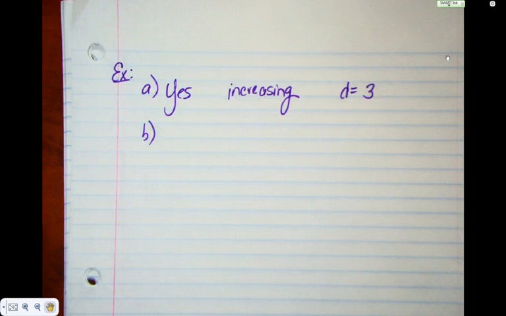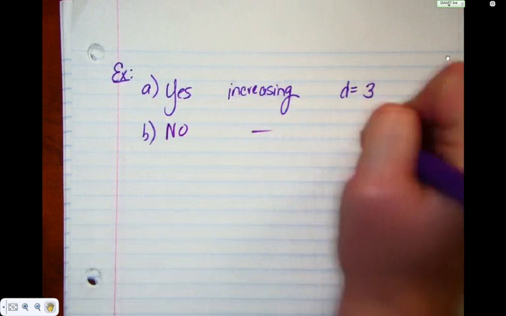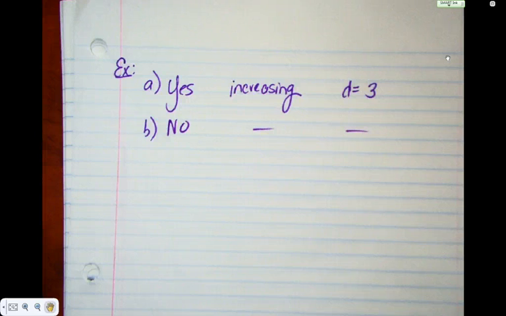So yes, it's a sequence because the first term is 1 squared. The second term is 2 squared, 3 squared. They're just not arithmetic. So no, not arithmetic. So we don't need to do increasing, decreasing. We don't need to do the d-value.